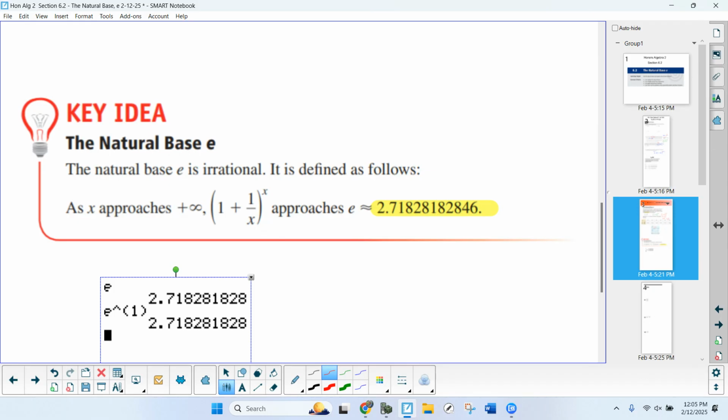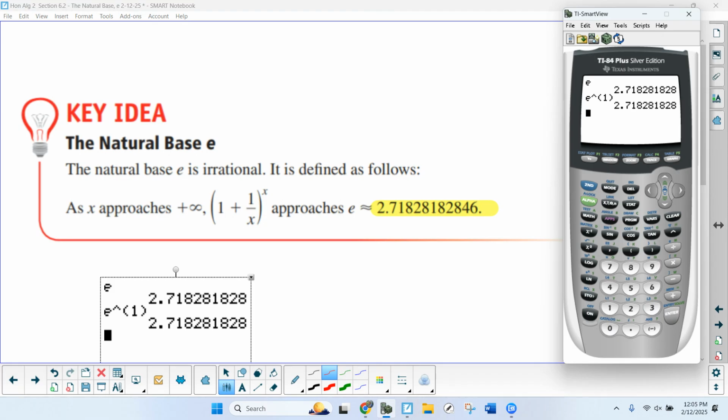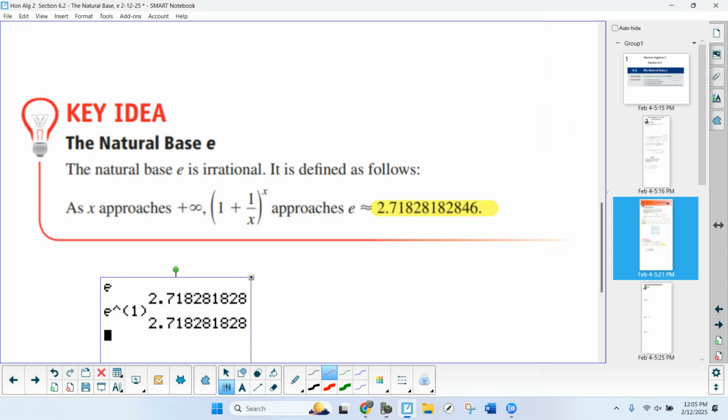Okay? So kids will always ask me, well, which one do you want me to use? It doesn't matter. If you're raising it to a power, I'd probably use the one on the left. If I just need E, I'd probably use the one on the right. They're the exact same thing. It's just that the one on the left prompts you for that power. Okay? They're exactly the same. Everybody good so far? All right.